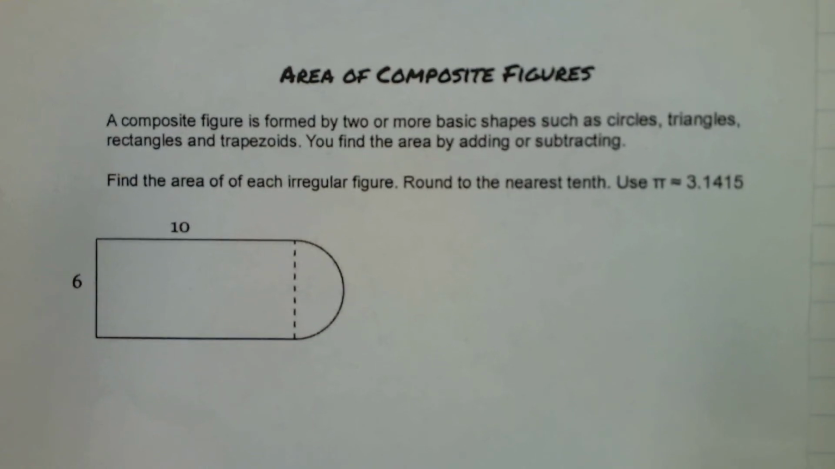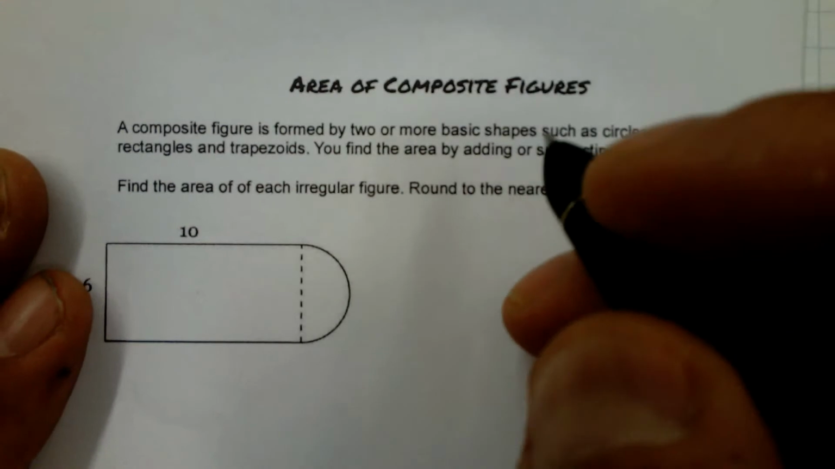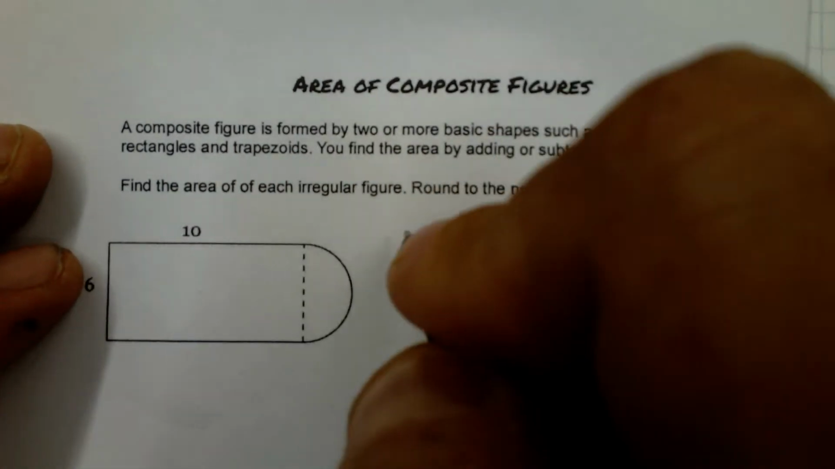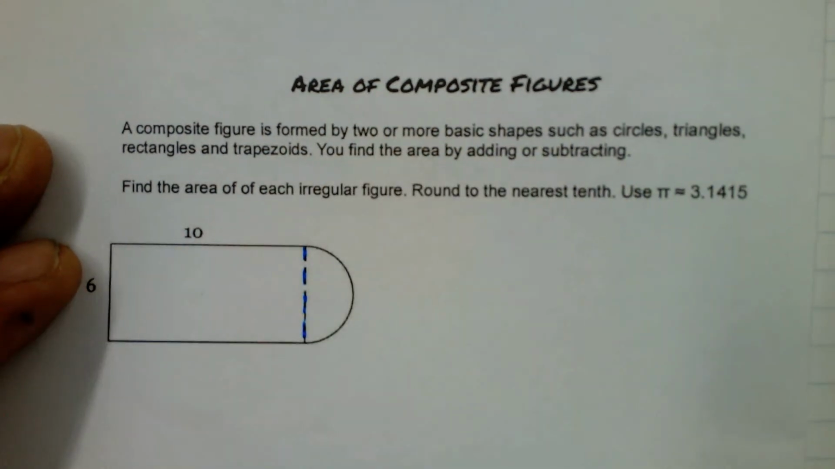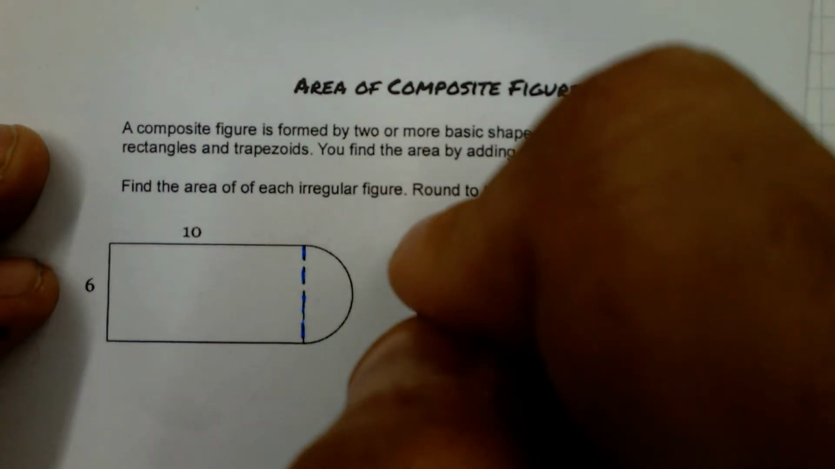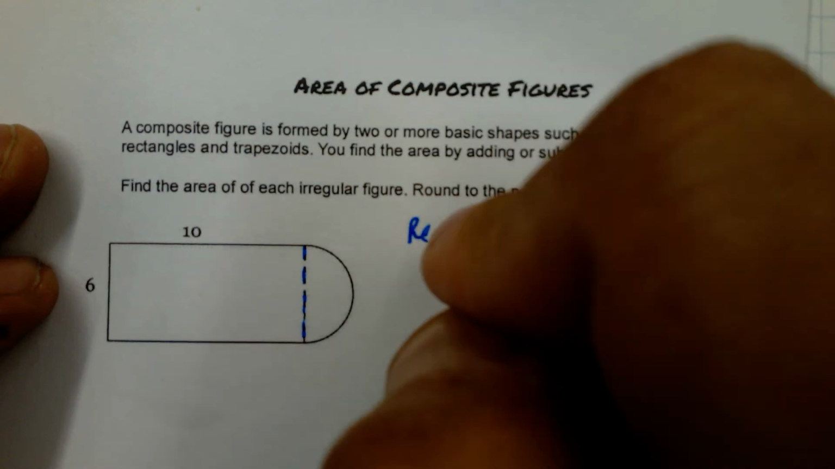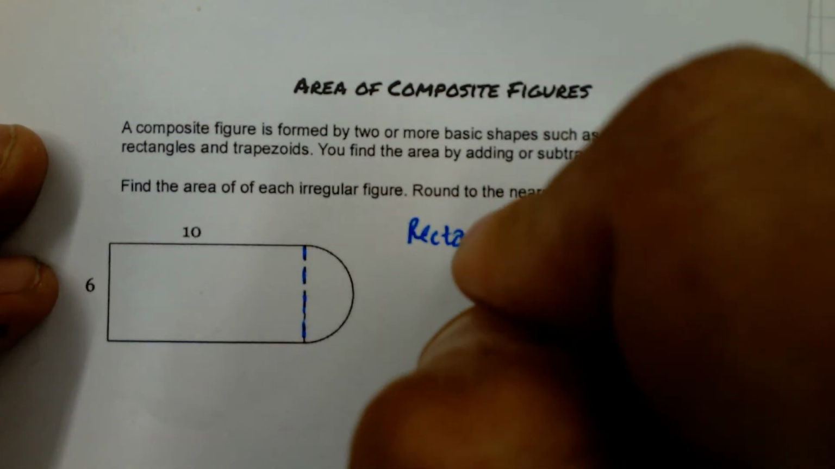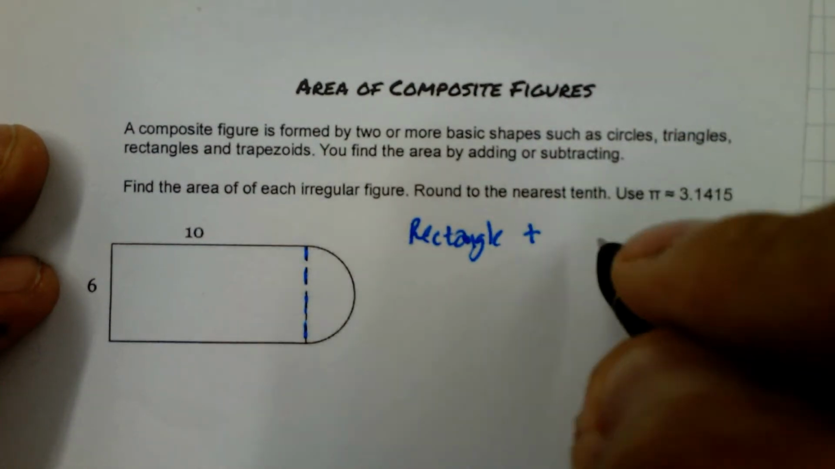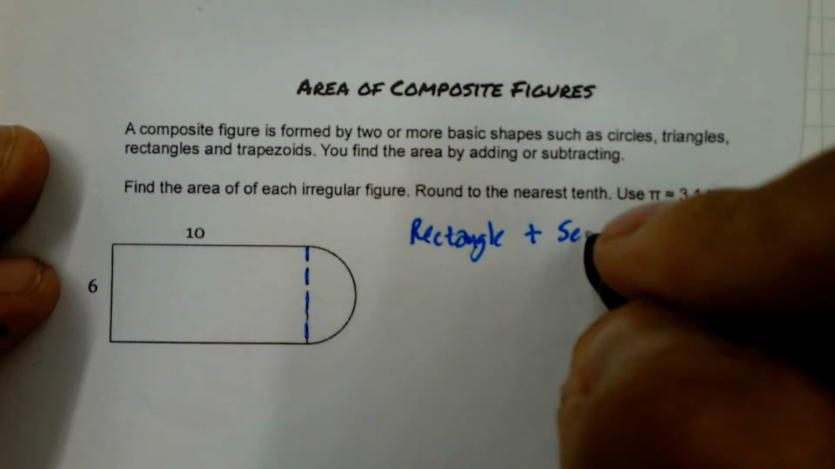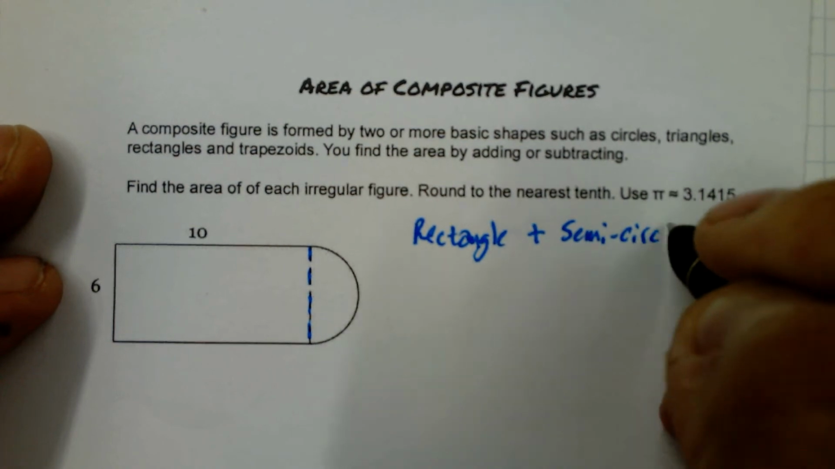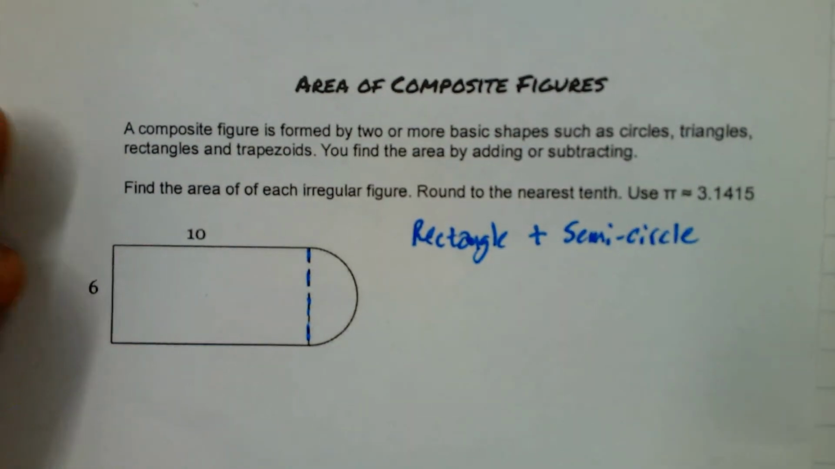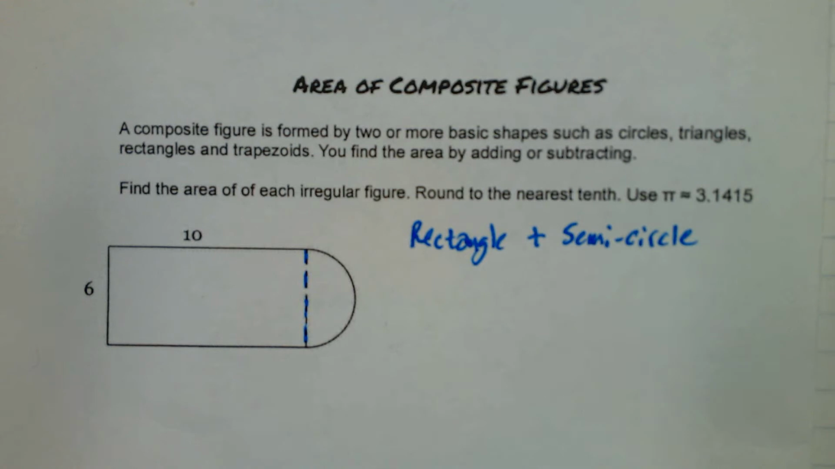To find the area of this irregular figure, we find the area of the rectangle. As you can see, it's right there. And we're going to add the area of a semicircle. When it's only half of the circle, we call it a semicircle.